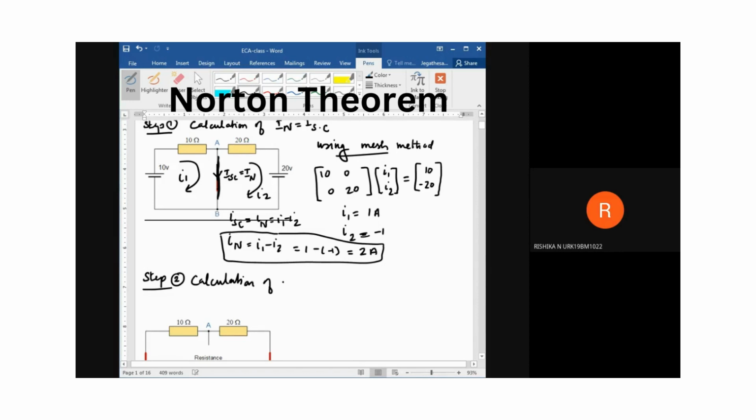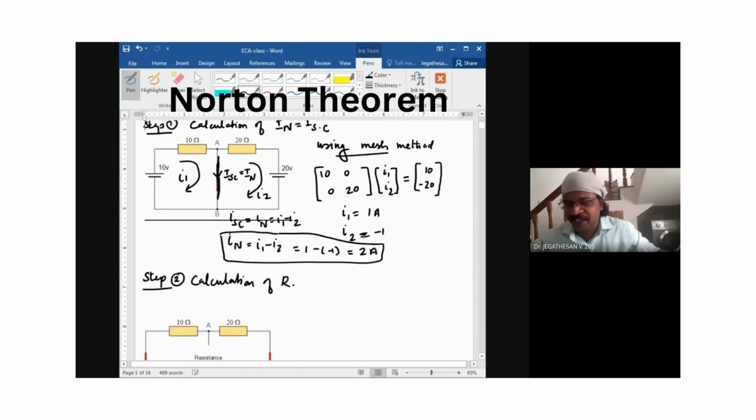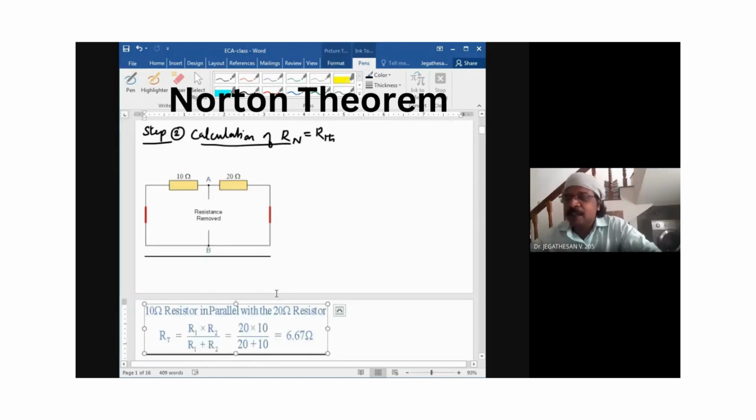RN, sir. Aryan, very good. Rishika is very clear. We should not write RTH. It is RN. The calculation is equal to RTH, but we should not write RTH. It is RN. Okay, what is the procedure to be followed for RN or RTH? We have to remove the sources. So we have the voltage sources, and we have to make the voltage sources short circuit.